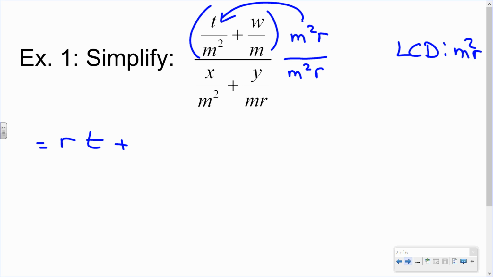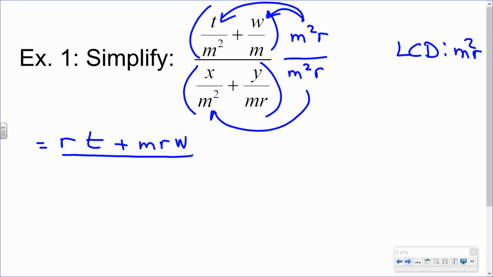When we multiply m squared r by the second term in the numerator, one of the m's cancels, and we have mrw. And check my work, don't let me go on if I get any mistakes up here. For the denominator, we also need to distribute. The m squared will cancel when we multiply by the first term, and we will just have rx. And for the final term, one of the m's cancels and the r, so we have my. Does that look right to everybody?